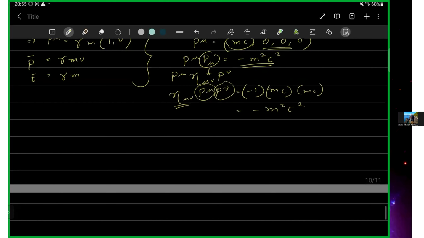And since the inner product is obviously invariant, this is a Lorentz scalar. So that means that it will take the same value in any frame. So it is invariant under Lorentz transformation.